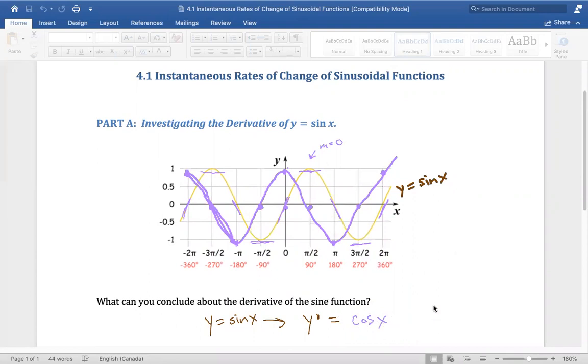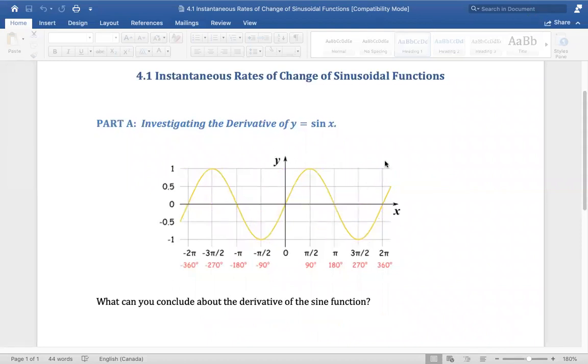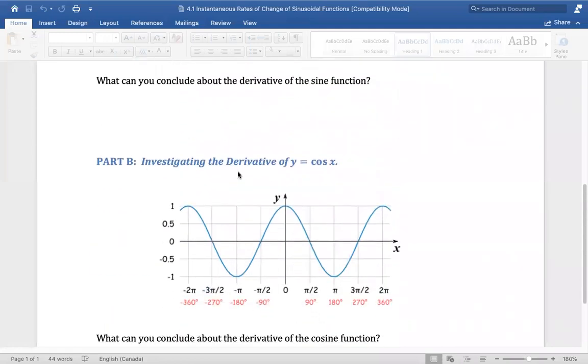So now let's take a look at the derivative of the cos curve and see what that would be. You might have a guess. Let's see if that guess is correct. So going now to, whoops, just to move. Investigating the derivative of y equals cos of x. So this graph is y equals cos of x, which is in blue.